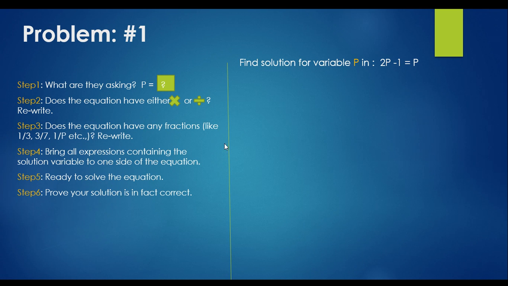But what we're going to do is solve this problem. As you can see, this is extremely simple, and that is by intention. And we want to see how these six steps can be applied to find the value of p. All right, let's get it going.